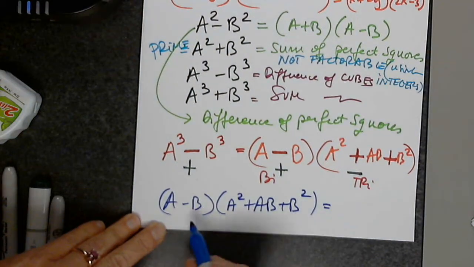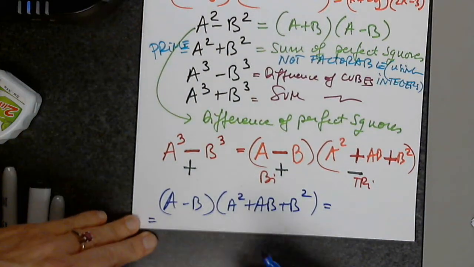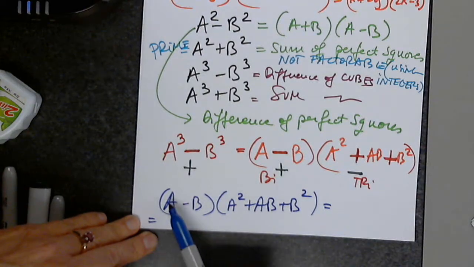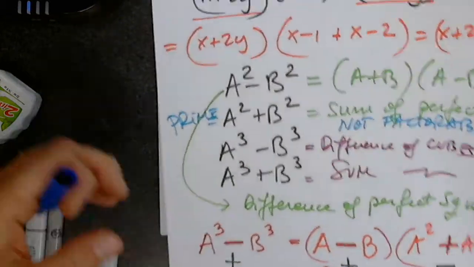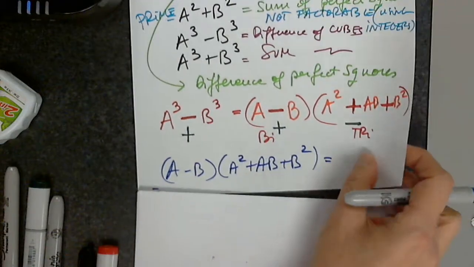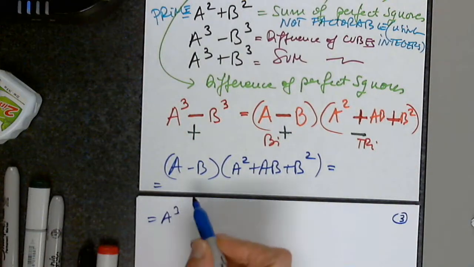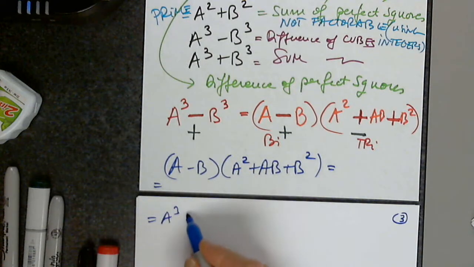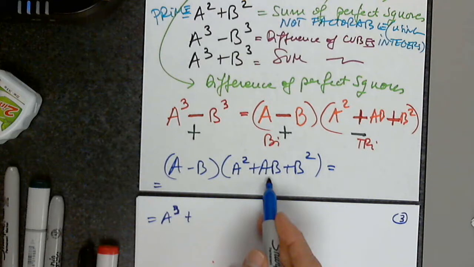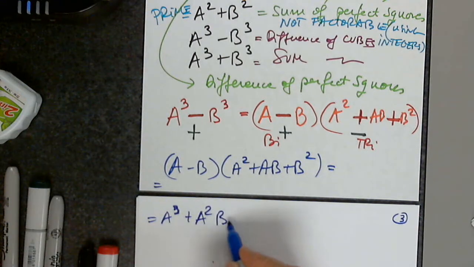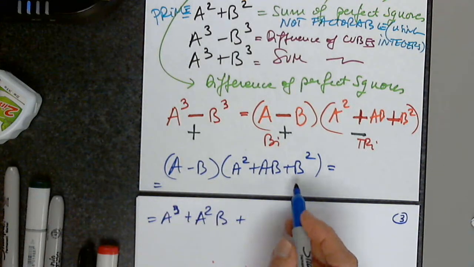Good. So I have a binomial times a trinomial. How do I multiply them? I distribute a to a squared. What do I get? A cubed, very good. Then I distribute A to AB. What do I get? A squared B, very good, plus A multiplied by B squared.